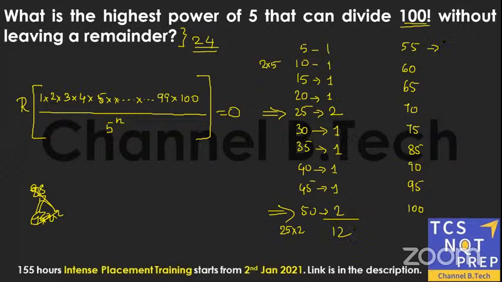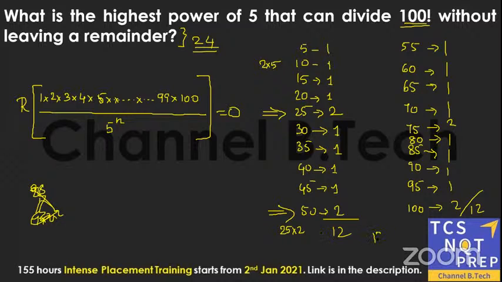In 55, there will be 1. In 60, there will be 1, like this. In 75, there will be 2, because 75 is 3 into 25. 80, you will have 1. 85, 1. 90, you will have 1. 95, 1. In 100, you will have 2. Here also 12. So 12 plus 12.